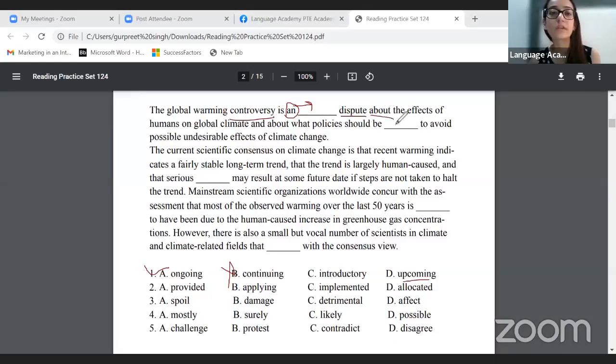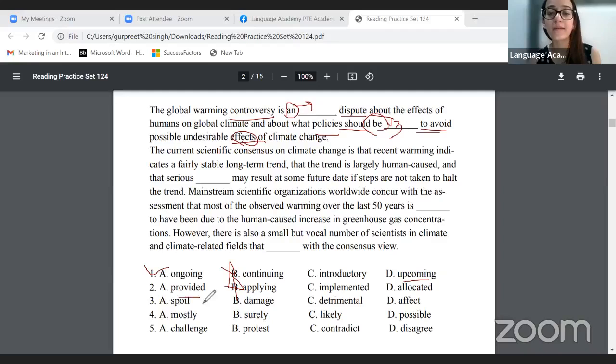And the dispute is about the effects of humans on global climate and about what policies should be dashed to avoid its effects. When you are selecting, when you're at number 3 and you are selecting your answers based on context, at that point of time, you should try to eliminate as many words as you can, and you should try to shorten the sentence as much as you can. What policies should be dashed to avoid the effects of climate change? So now looking at grammar again, with be comes third form of verb. So anything which is not third form, you can eliminate that first.